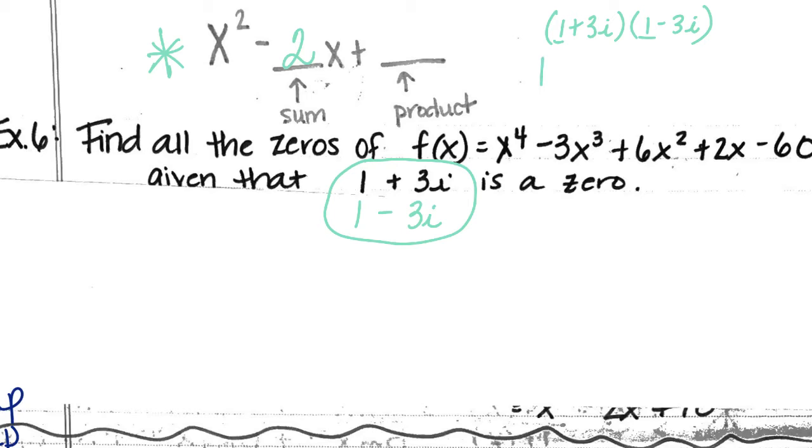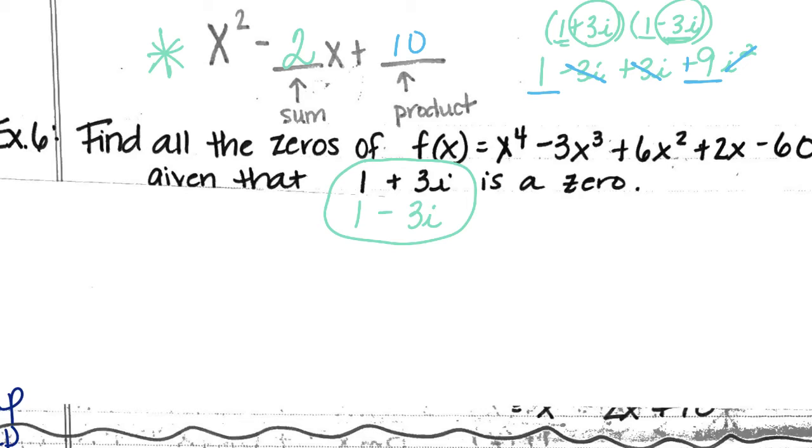1 times 1 is 1. The outers are negative 3i. The inners are positive 3i. And my last terms are negative 9i squared, which is a positive 9 since i squared is -1. These cancel out. So when I add, I get 10. Whew.